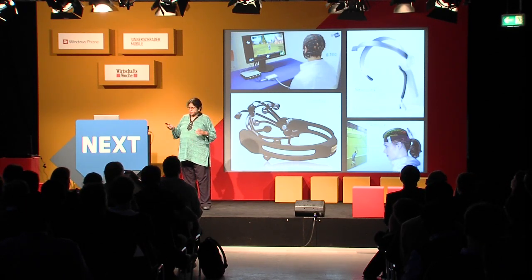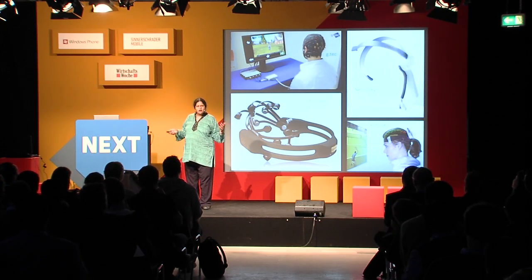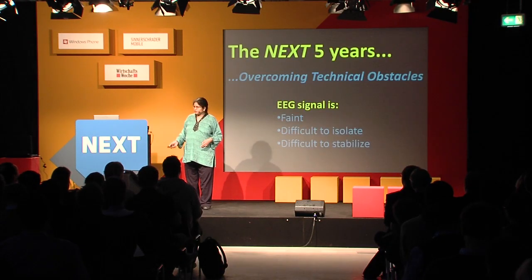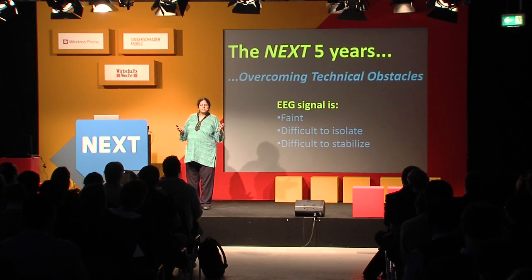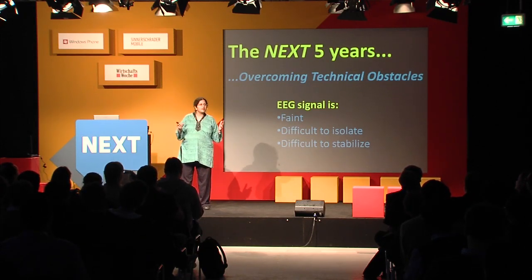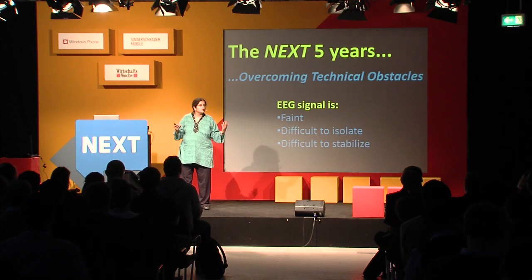All right, so now you know what you can record the brain data with. Let's talk briefly about what's going to happen in the next five years. Quite frankly, the next five years are going to be defined by the need to overcome fundamental technical obstacles. The EEG signal is very faint, and this gives rise to at least two issues.